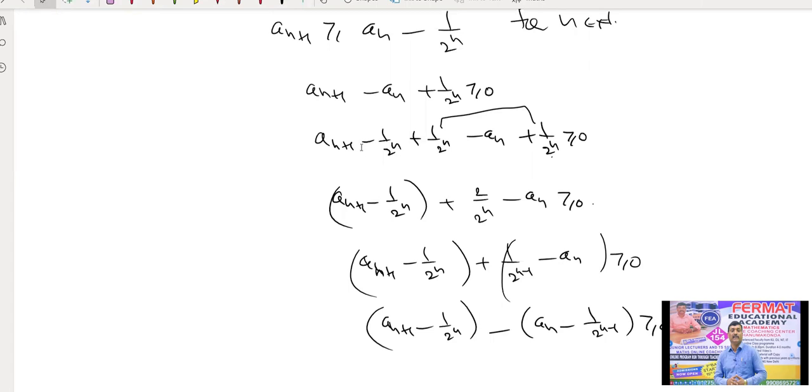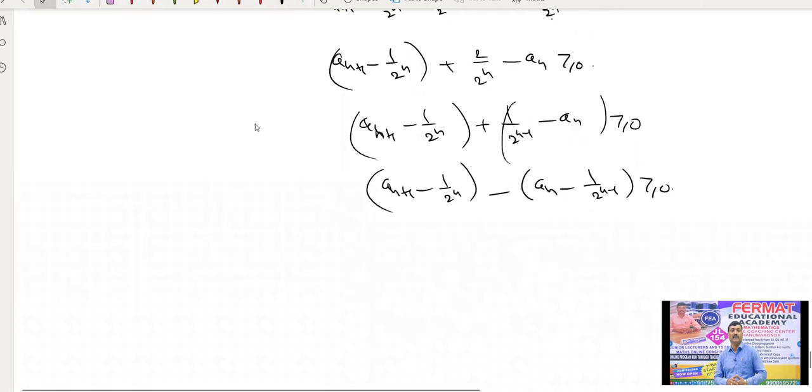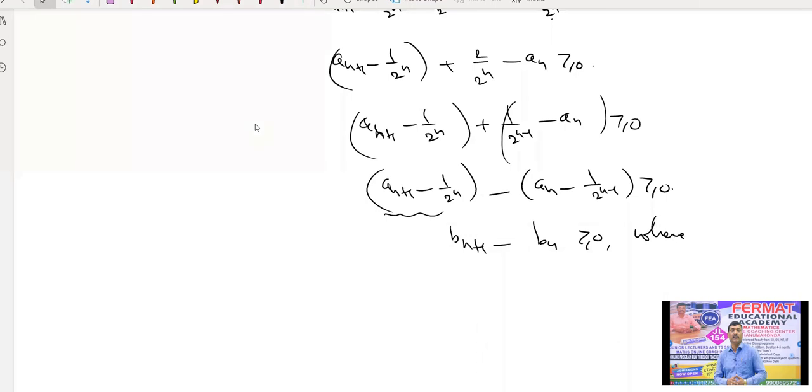Therefore, what you observe is that suppose you take this as a sequence. So b_{n+1} minus b_n is non-negative, where b_n is a_n minus (1/2)^{n-1}. This is my sequence. So this shows that b_n is an increasing sequence. b_n is a dummy sequence. It's not my original sequence. What is my original sequence? a_n is my original sequence. With the help of a_n, I can create a dummy sequence which is called b_n.